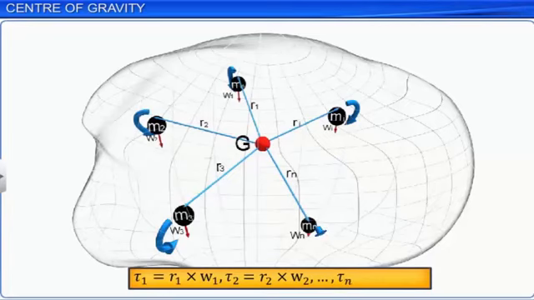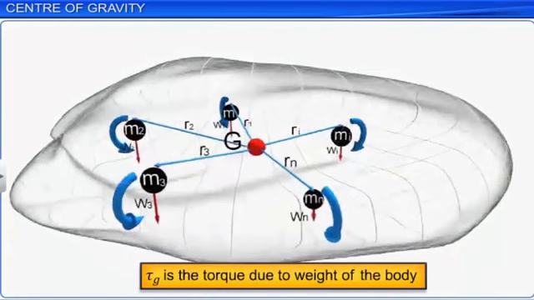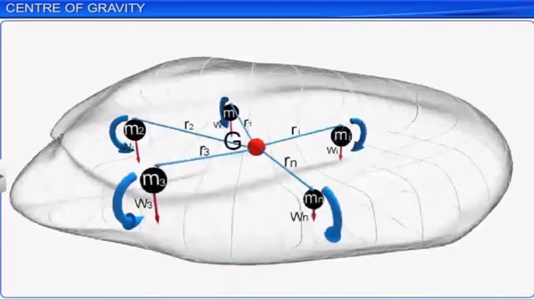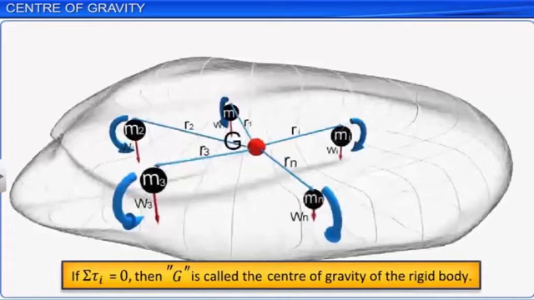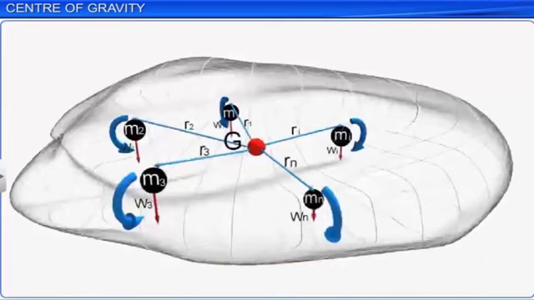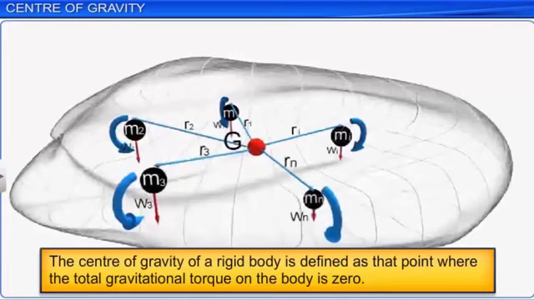If the torque due to the weight of the whole body about G is called the total gravitational torque, tau G, then tau G is equal to sigma tau i, which is also equal to sigma Ri cross Wi. If the point G is such that sigma tau i is equal to 0, then G is called the center of gravity of the rigid body. The center of gravity of a rigid body is defined as that point where the total gravitational torque on the body is 0. The weight of a rigid body is the sum of all these small weights and acts through its center of gravity.